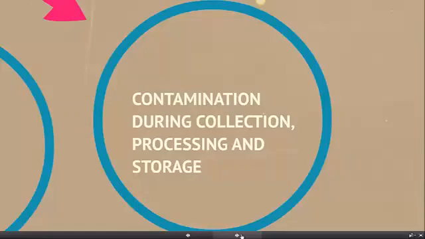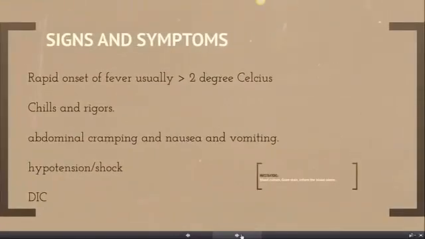What are the signs and symptoms of this bacterial contamination? Usually, there will be a rapid onset of fever, usually very high fever, more than 2 degrees Celsius. And the patient also will develop chills and rigors. At the same time, sometimes the patient will complain of abdominal cramping, nausea, and also vomiting. In severe cases, the patient can have hypotension and also shock. And in very severe cases, the patient will present with disseminated intravascular coagulation or DIC.